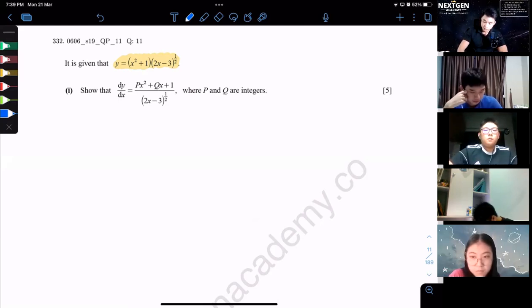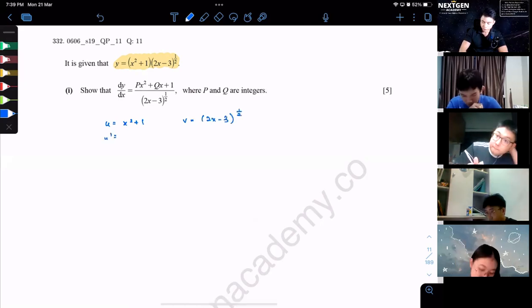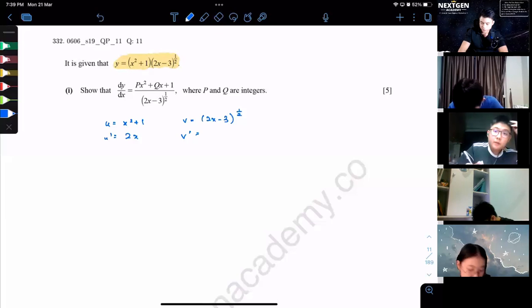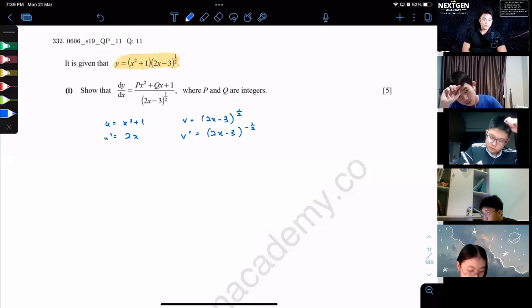I always want you to write it as U and V. If your teacher didn't teach you this way, please follow this way, because it avoids mistakes. So U prime is 2x, and for V prime, differentiate inside, differentiate outside. We get half times 2, so it becomes 1, then 2x minus 3 to the power of -half. Oh wait, no, this is not a quotient rule. Everyone got until here?